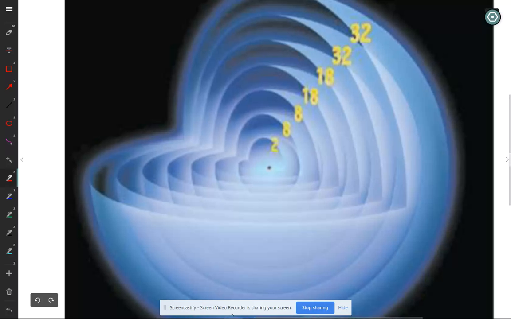So we have 2 electrons in the first shell, 8 in the second, 8 in the third, 18, 18, 32, 32. If you didn't know those numbers, how could you figure them out when you're taking the test? Are you going to give us some diagram of it? No.